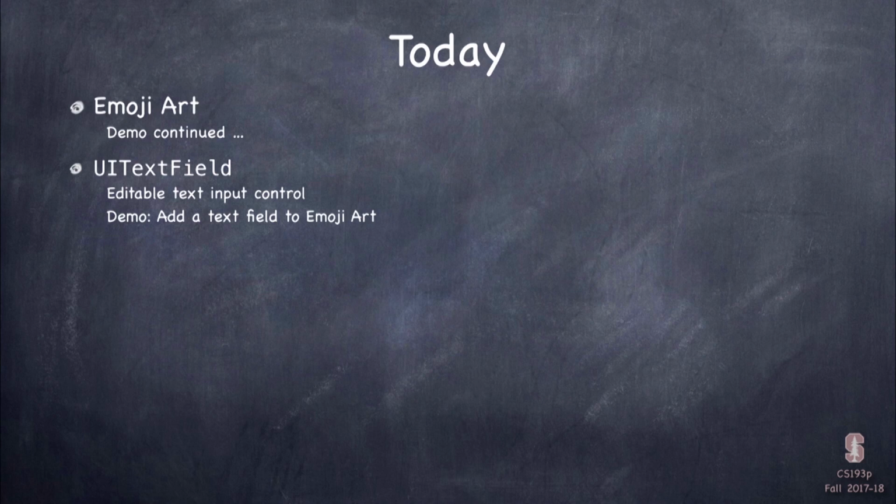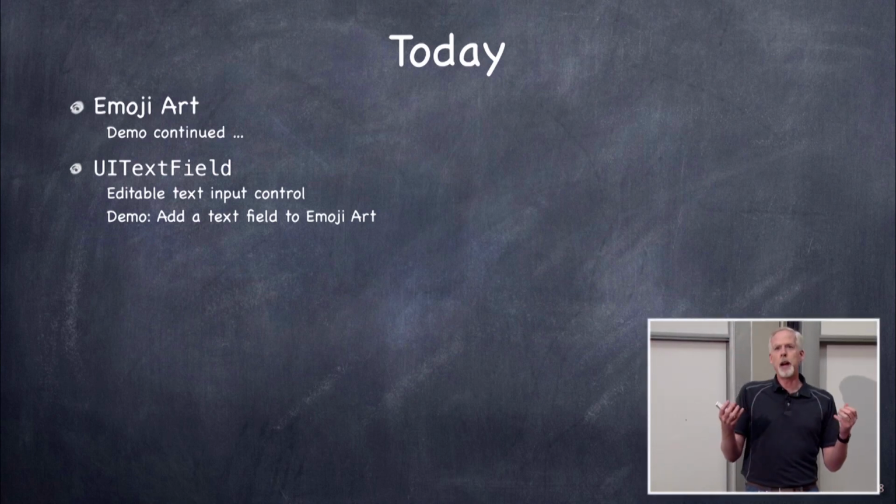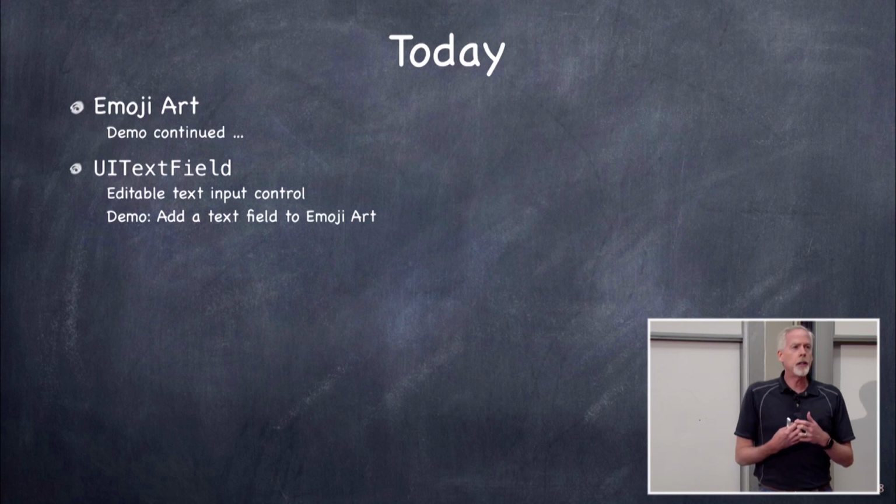Welcome to lecture number 12 of Stanford CS193P Fall of 2017. Today we're going to continue the demo we started with EmojiArt, and we learned a little bit about table view in the last one. This time we're going to learn more about collection view and also learn a little bit how drag and drop and collection view and table view all go together. And then I'm going to go back to the slides and talk about EmojiTextField.